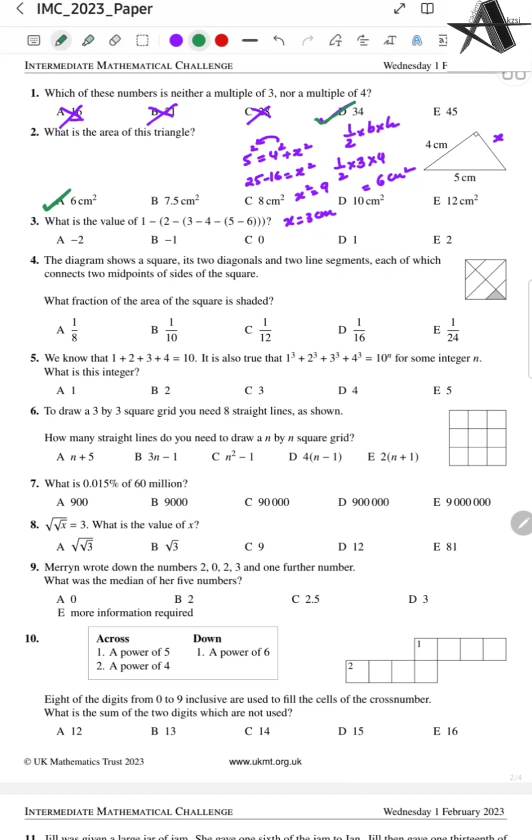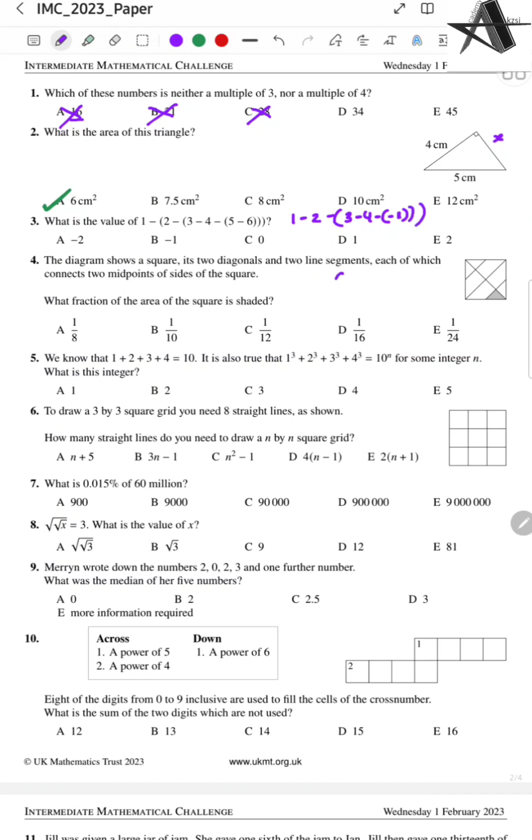Moving on to question number 3. What is the value of 1 minus 2 minus 3 minus, okay, this is inside the brackets. So we always have to start with the innermost bracket. That means this one is the innermost bracket. So from here, I'm just deleting all these as we are lacking space. So 1 minus 2 minus 3 minus 4 minus the most interior bracket, which is 5 minus 6, which is minus 1. So keep it inside the bracket.